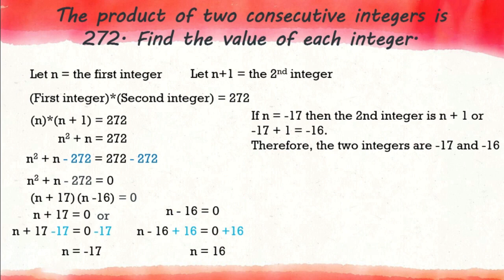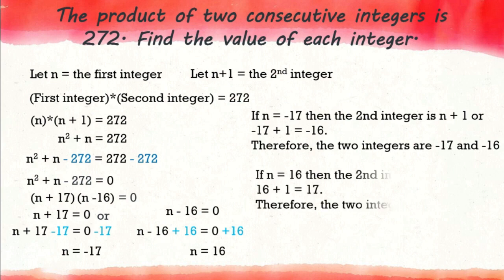Therefore, the two integers are negative 17 and negative 16. And if n is positive 16, then the second integer is n plus 1, or 16 plus 1 equals 17. Therefore, the two integers are positive 16 and positive 17.